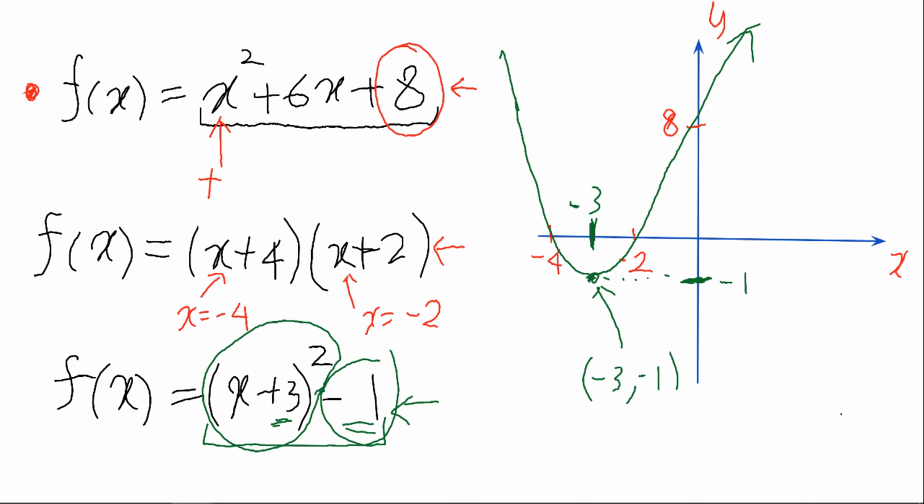And in the factorized form, the roots are embedded in it. In the standard form, the Y-intercept is embedded in it. Like these different pieces of information appear in each of these different forms. So this is why it is useful to know how to express the same quadratic in different forms. You can extract different information when it comes to talking about the quadratic function and its graph.